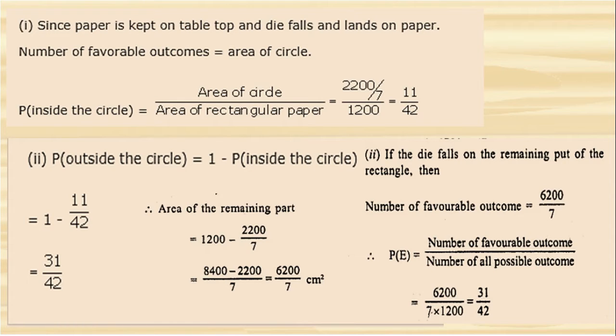So its difference will give you the area which is remaining, that is the part outside the circle on the rectangular paper. Its outcome is 6200 by 7, and the favorable outcome is 6200 by 7 and total possible outcomes is 1200. Hence it results as 31 by 42. The simplification part is changed in both types of solution, but the solution remains the same. So when we have to find out outside the circle, we can subtract the inside the circle probability from the value 1.